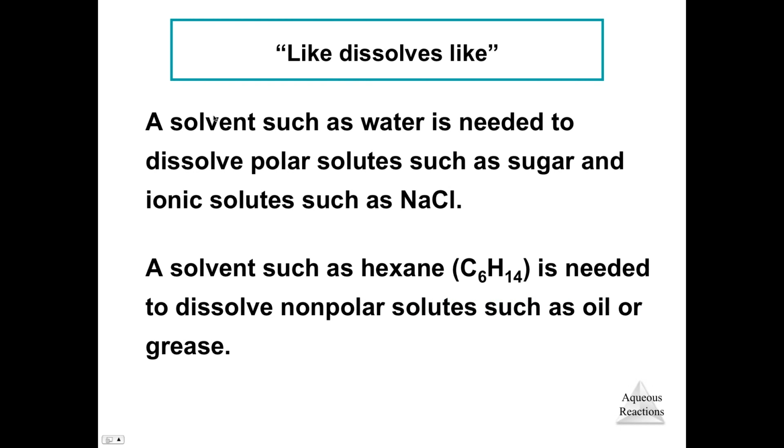So when you have a polar solvent like water, it's going to dissolve other polar solutes like alcohols and sugars, and it'll also dissolve soluble ionic compounds like sodium chloride. If you have a nonpolar solvent like hexane, and remember this is nonpolar because carbon and hydrogen have very similar electronegativities, so the bonds are all kind of equally distributed with electrons, those types of solvents will dissolve nonpolar solutes like oils, gasolines, grease, and other nonpolar compounds.